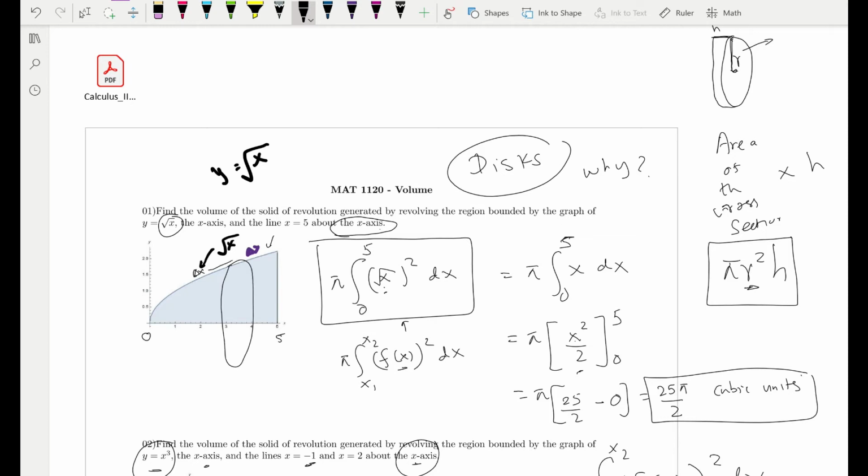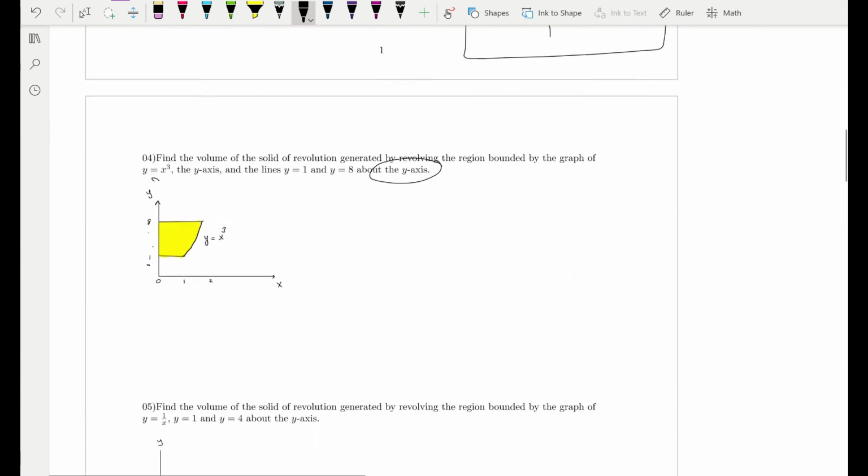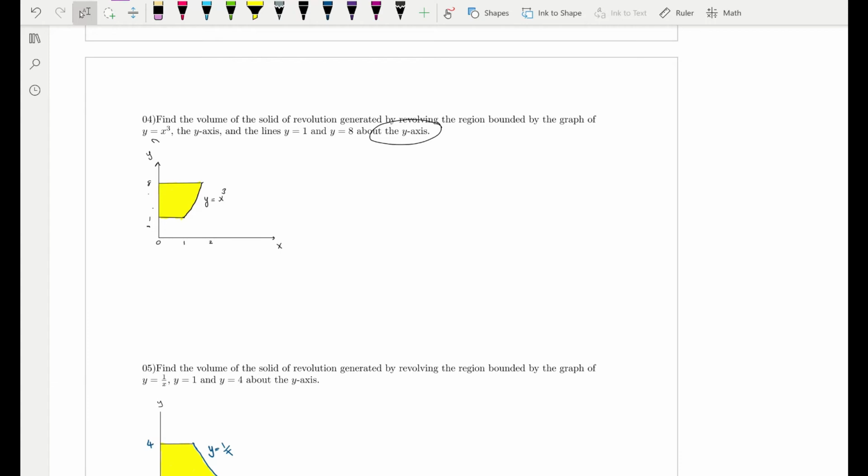When we were setting up the formula for stuff that we rotated around the x-axis, we took a vertical disk and we said the height, or kind of like the width, is delta x. But now since we are rotating around the y-axis, our disks are going to be horizontal disks. But no matter whether you have horizontal disks or vertical disks, the formula doesn't change. It's pi r squared h, the area of the cross-section times the height.